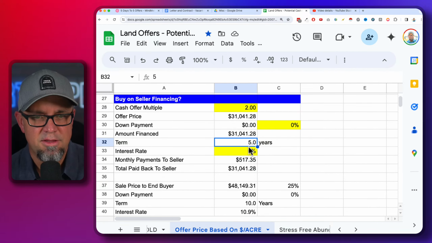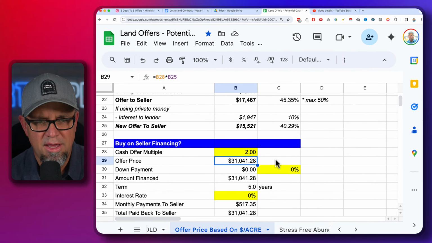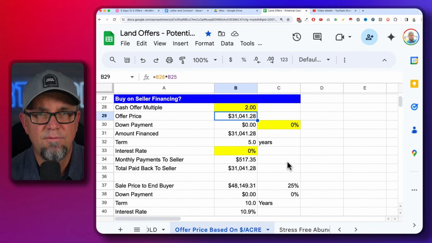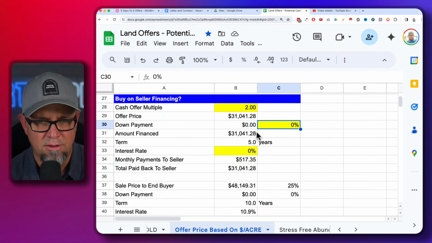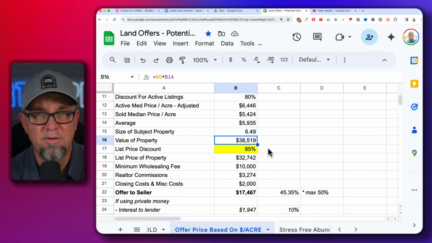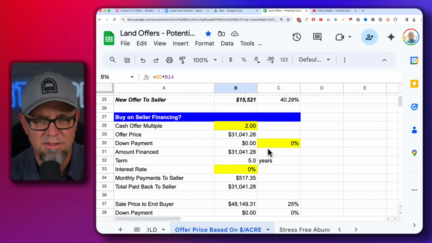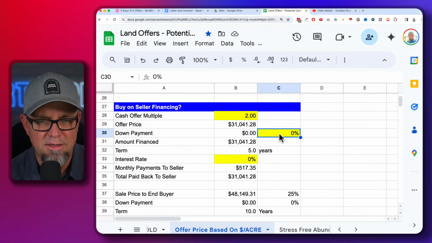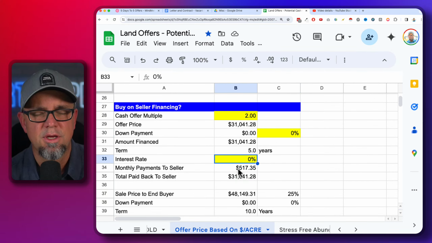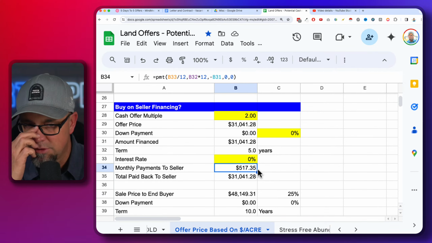But let's say now you say to the seller, I'm going to double. I'll pay you 15 grand cash, or I'll pay you 31 grand if you would do owner financing. 0 down. And remember, this property is worth 38 grand. So I'm giving them close to full asking price. Now bear with me here. You might think I'm crazy, but I'm not paying them any down payment, any interest. This is interest free, principal only payments of $517 a month.